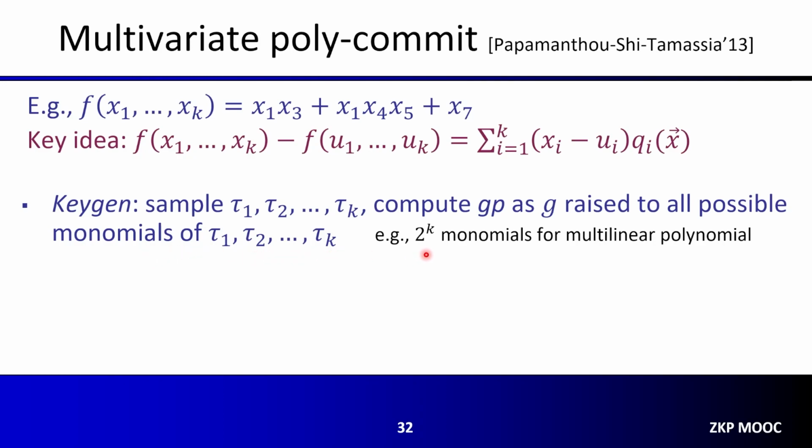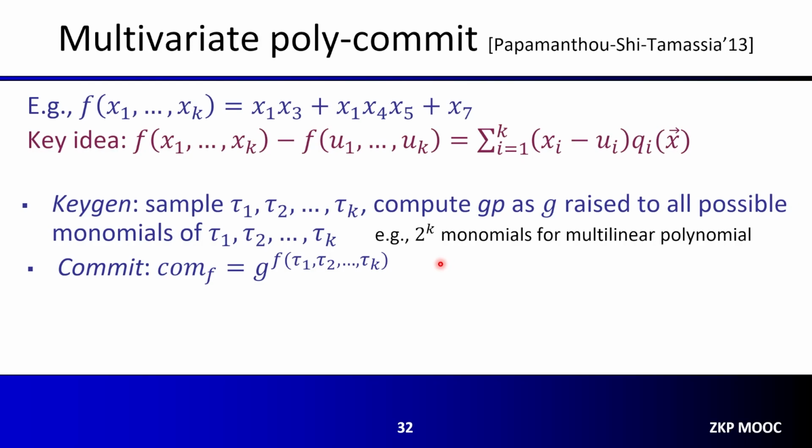For example, as Justin discussed in lecture 4, for multilinear polynomials, there are in total 2 to the power of k monomials generated by all the variables. Then with this public parameter, the commitment is very straightforward. We are still computing g to the power of f of tau, where tau now is a vector, tau 1 to tau k. And again, this can be computed using the global parameters only.